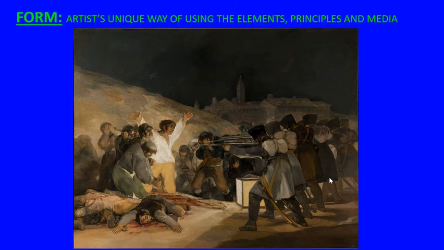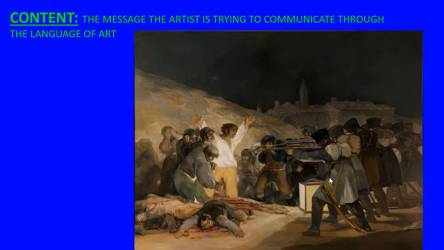And look at what the emphasis is in this picture. Like, where does your eye go first? And it's the guy with the white shirt and the yellow pants. That's where your eye is drawn to first because everything else is so dark, and that's the one part that's lit up. The artist chose specifically how to do that. They did that on purpose to draw your eye to that point. So that's some of the things that artists make choices on when they make art, and that's what form is. And then finally, content is the message that the artist is trying to communicate through the language of art.